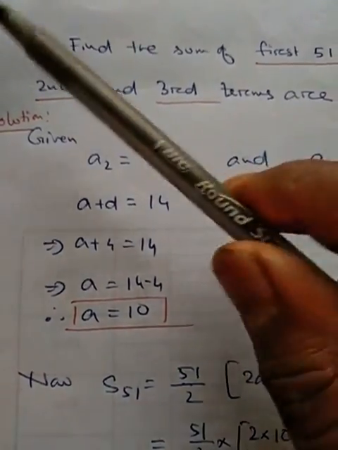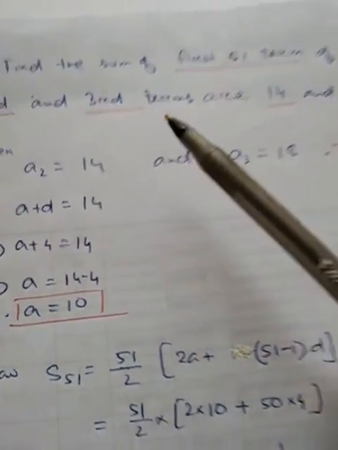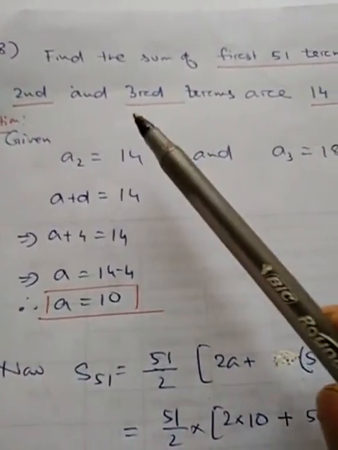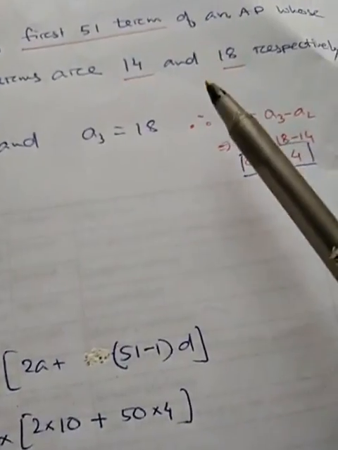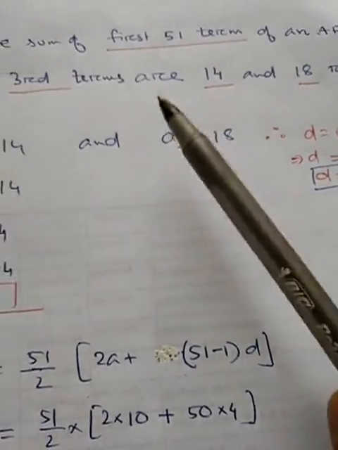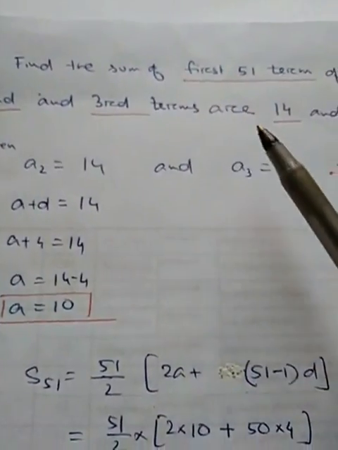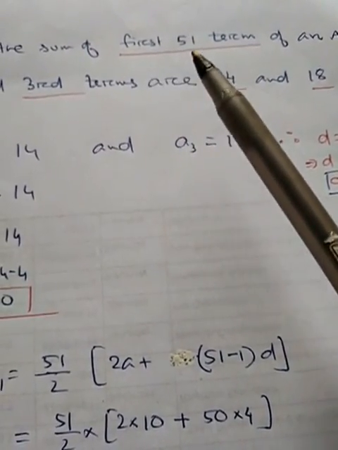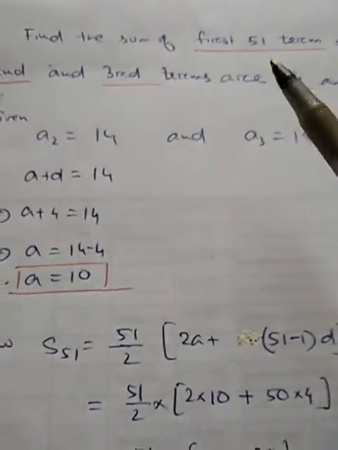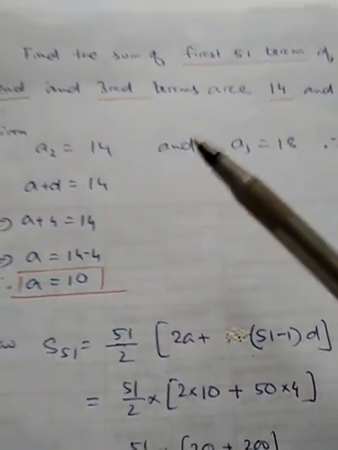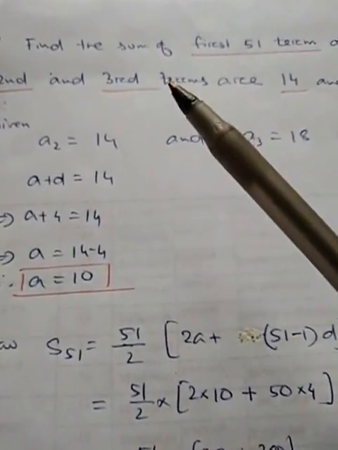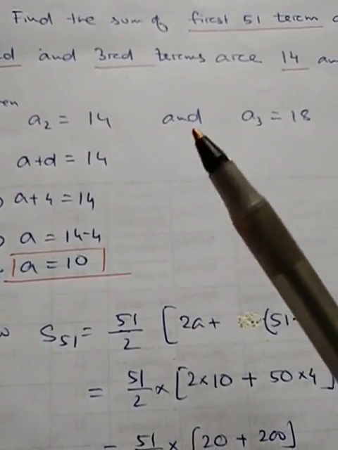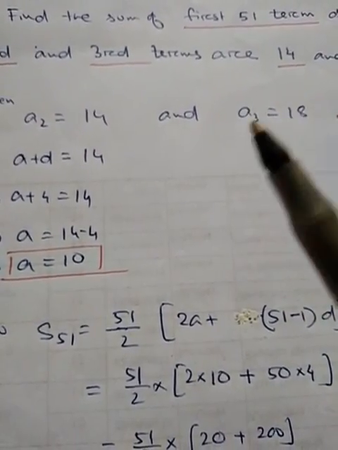The next sum is question number 8. Here you have to find the sum of the first 51 terms of an AP whose second and third terms are given as 14 and 18. The AP is not given, but the second term is 14 and the third term is 18. And of course the value of n is given, which is 51. From here we have to find Sn. To get Sn, obviously we have to find two things: one is a and another is the common difference, that is d.